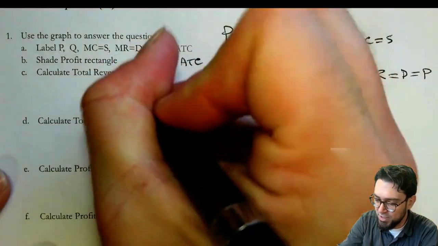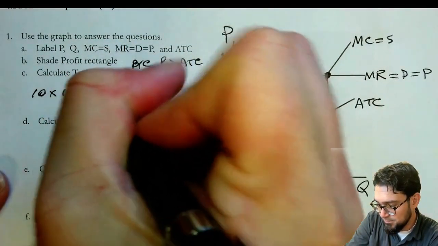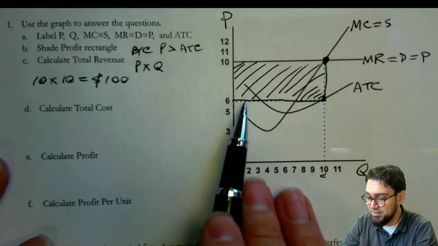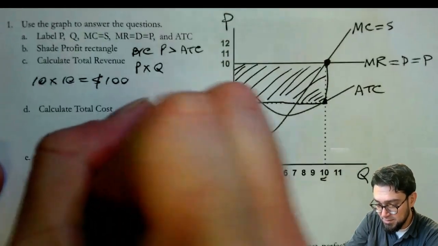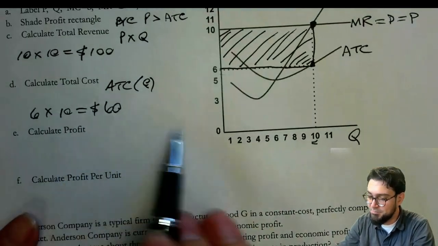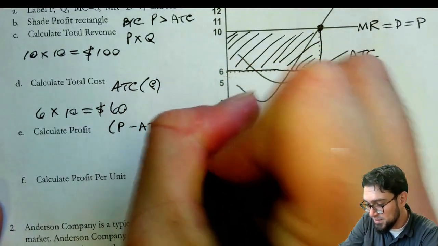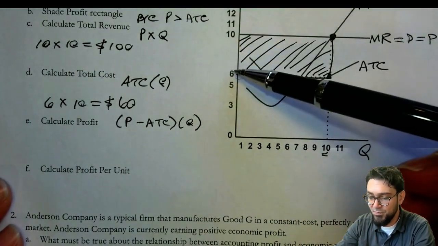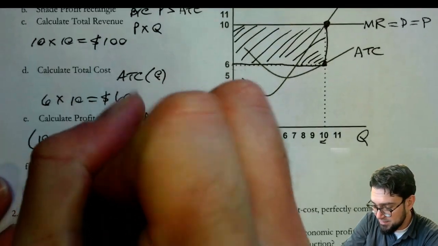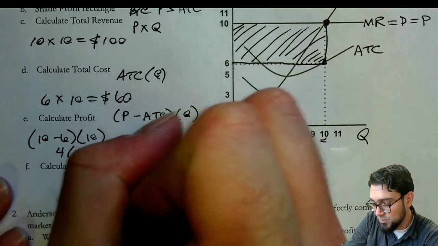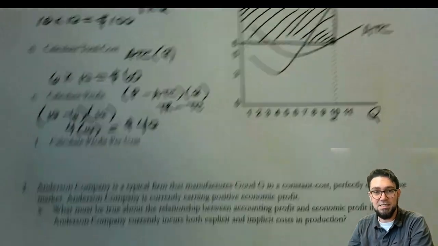Total revenue is our price times quantity, right? Price times quantity, and that's 10 times 10. So that's 100. Total cost is the ATC, which is 6. We're going to say ATC times the quantity. So 6 times 10. So that's 60. And then profit, we could do it a couple of ways. Price minus the ATC times the quantity is usually the easiest way to do it. The price is 10, the ATC is 6. So we'd say 10 minus 6 times 10 gives us 4 times 10 equal to 40. We could also do TR minus TC, right? So 100 minus 60 is 40.